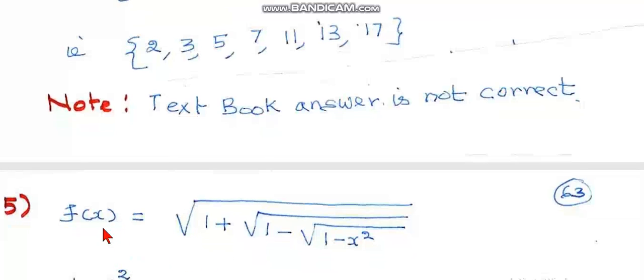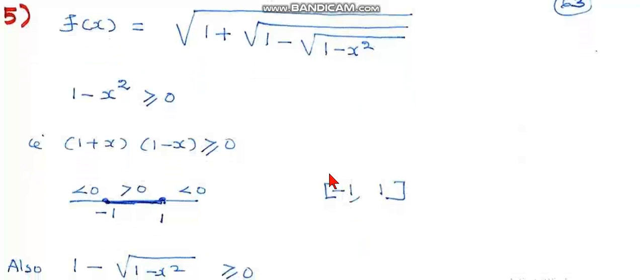Then question number 5. We have got a function f of x equal to root of 1 plus root of 1 minus root of 1 minus x square. Now we have to find the domain, that is the values of x for which the function is defined. This 1 minus x squared must be greater than or equal to 0 because it is within the root. So it must be either 0 or greater than 0. Factorize: 1 plus x into 1 minus x must be greater than or equal to 0.